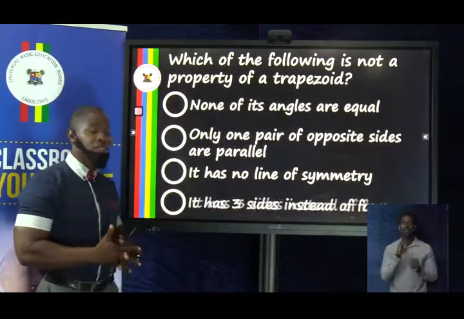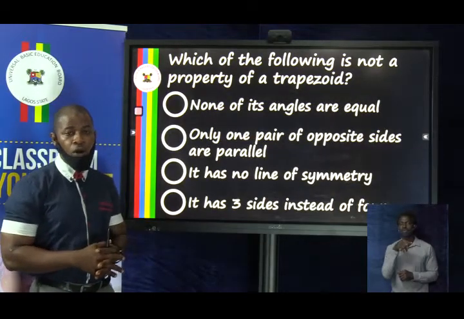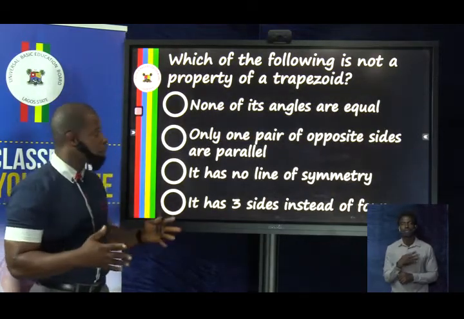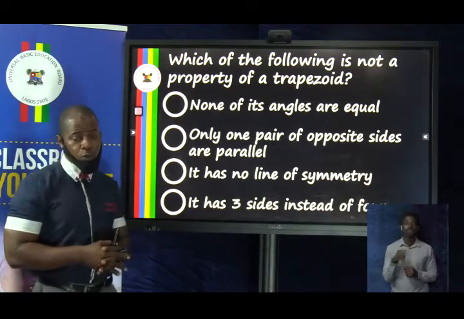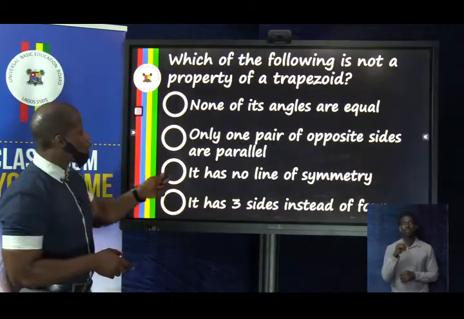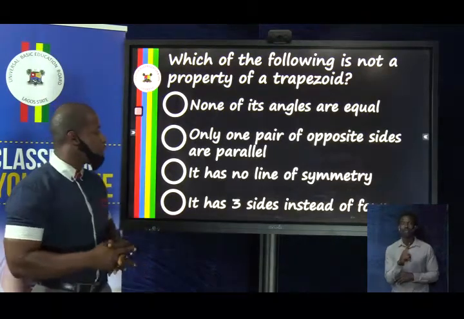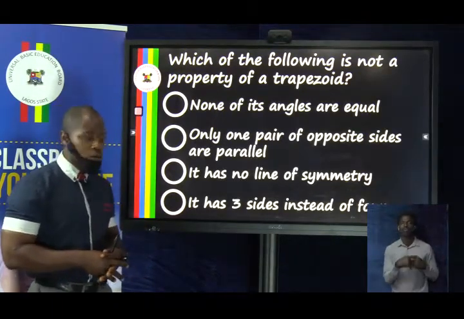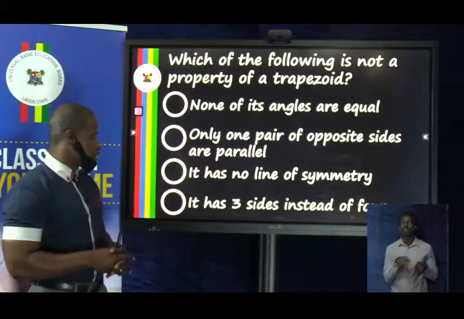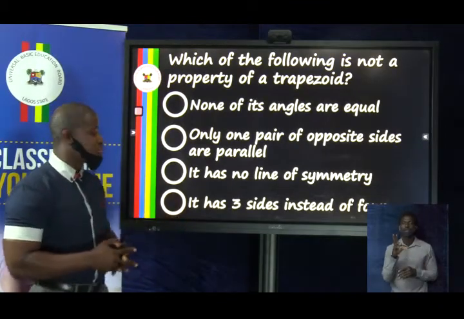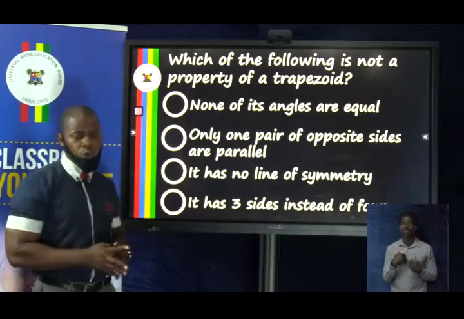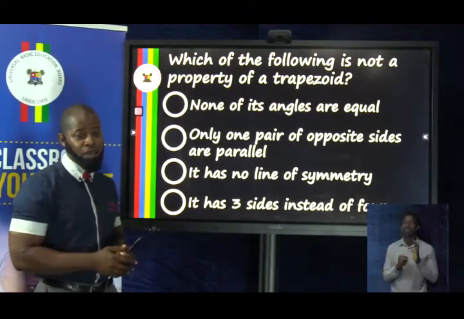Which of the following is not a property of a trapezoid? You've been taught about trapezoids and their properties. So which one is a property of a trapezoid? None of its angles are equal. Only one pair of opposite sides are parallel. It has no line of symmetry. It has three sides instead of four. Which one is not a property? You must have identified it by now.